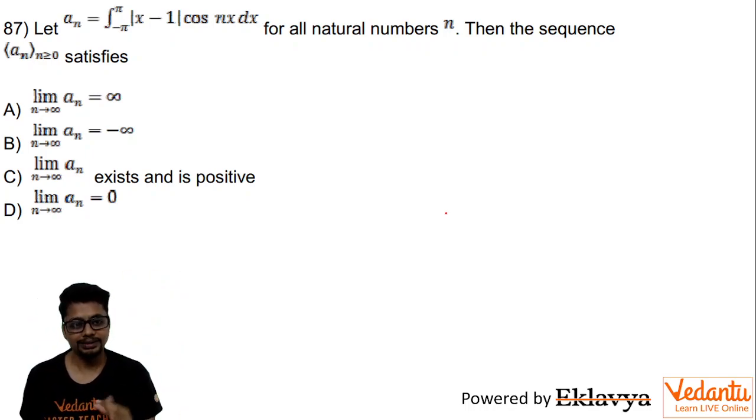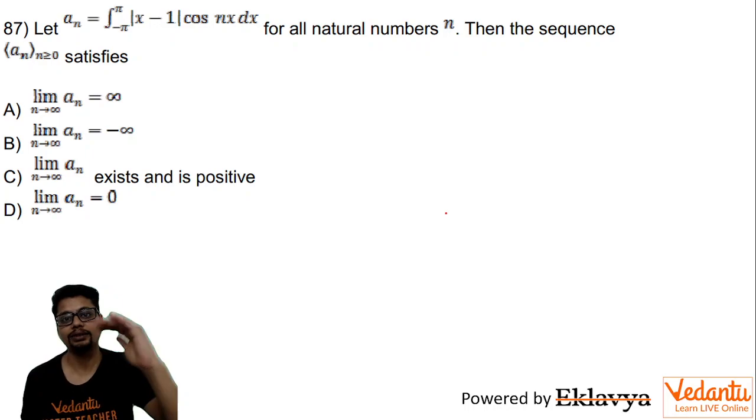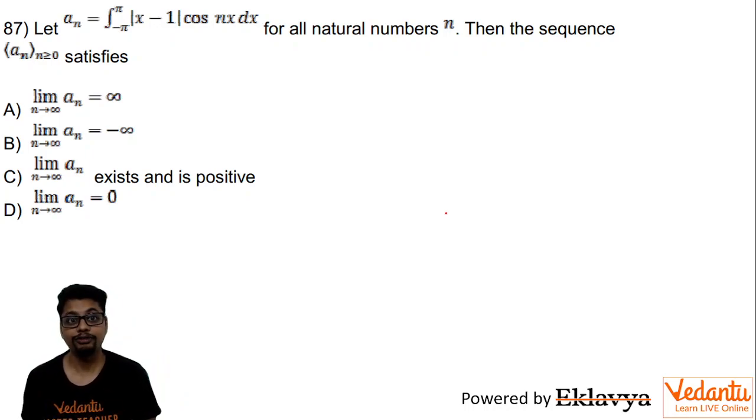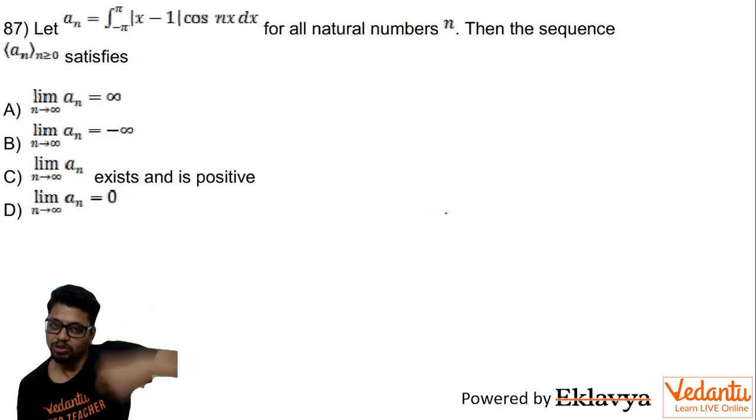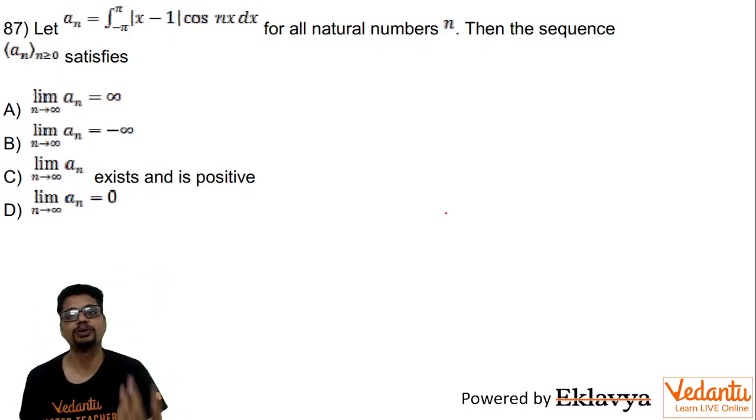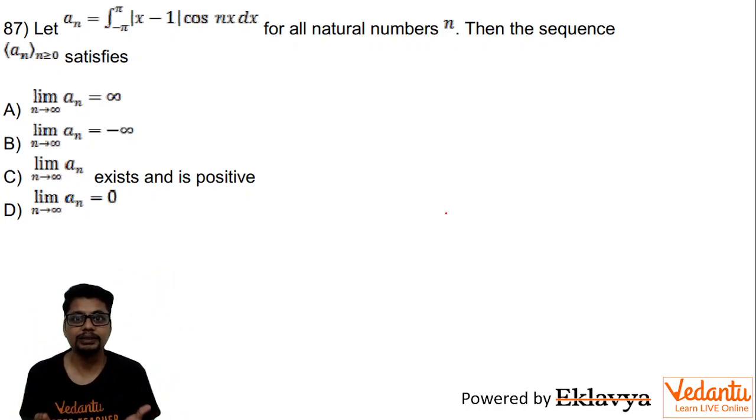And since it is oscillating between minus 1 and 1, on an average you may have that intuition that the average value would be 0. And mod x minus 1, no matter how it changes, since cos nx is oscillating very quickly between minus 1 and 1, with the average value being 0, you can intuitively feel that D should be the answer. The limit as n tends to infinity of a_n should be 0.